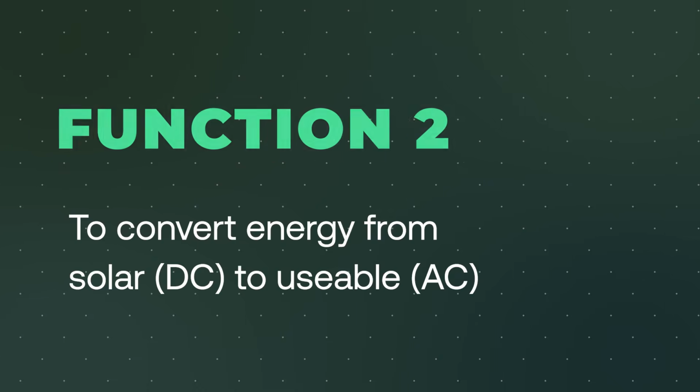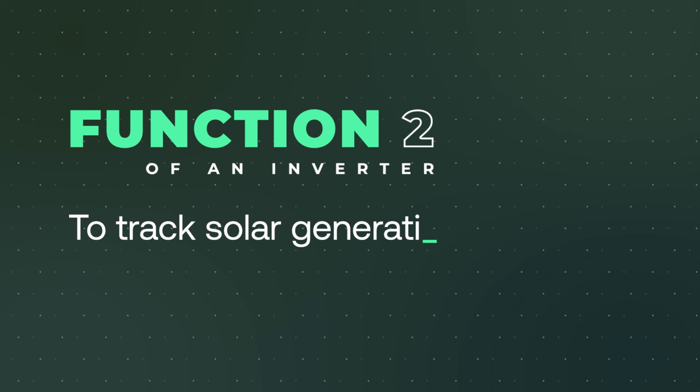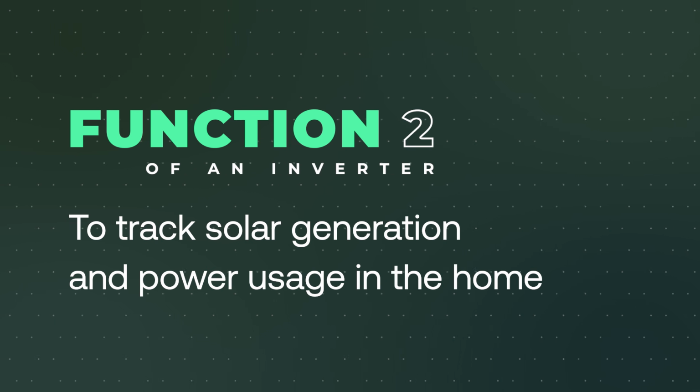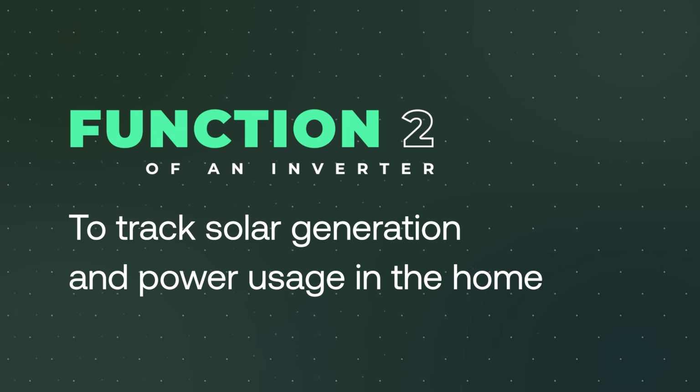The next one's tracking performance and home usage. We fit a little clamp around the incoming supply to your home. So when you turn a kettle on, the inverter's able to pick this information up and make decisions on what to do with the energy when it's being converted either from solar or from the battery storage.